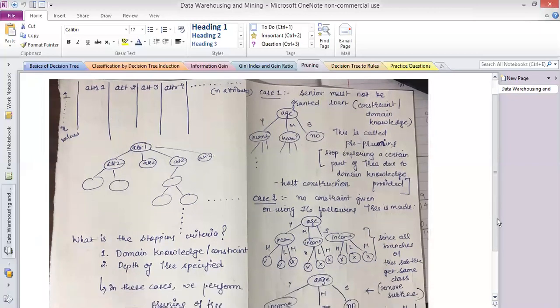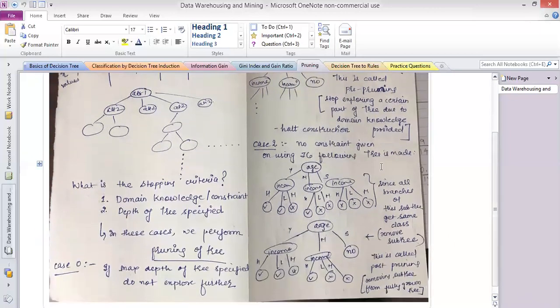Now in the second case, you see here that there's no constraint given to you. Okay, what did we do? We found out age was the attribute providing the highest information gain. So we put up age here. Age gives you youth, middle-aged, senior. You put up income: high, low and medium, for each of them. This is your full grown decision tree. The entire decision tree is ready.